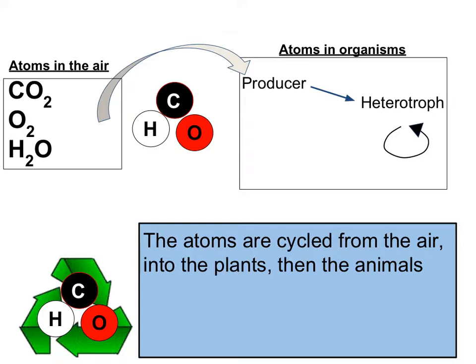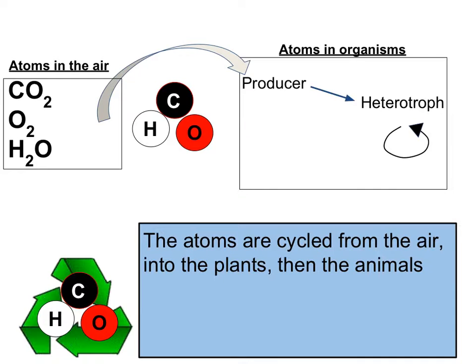A heterotroph might then eat that producer, that plant, that autotroph, and take in the atoms that it took from the air and from water, and now it's in its body. And heterotrophs might eat other heterotrophs too. That's why this arrow is kind of a roundabout arrow.